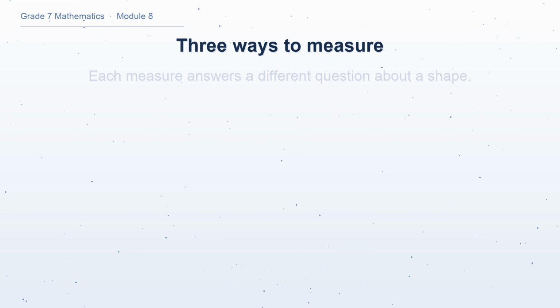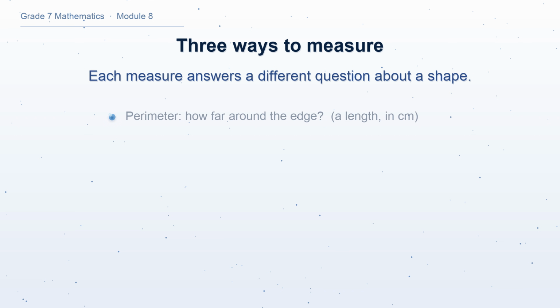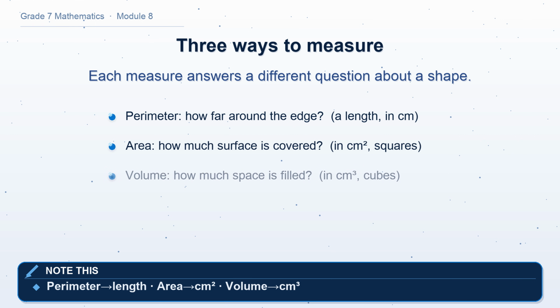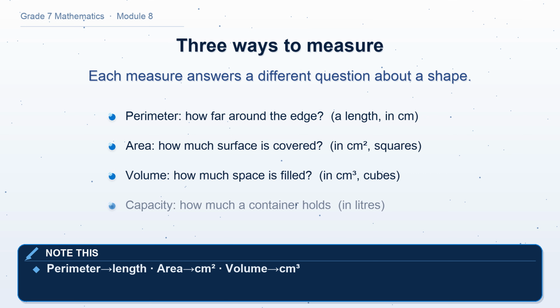Before any formulas, let's see clearly what we are measuring. Perimeter answers how far it is around the edge, a length we record in centimeters. Area answers how much surface is covered, counted in squares, the square centimeters. Volume answers how much space is filled, counted in cubes, the cubic centimeters. And capacity tells us how much a container can hold, measured in liters. Keep these four questions in mind, and every formula ahead will make sense.